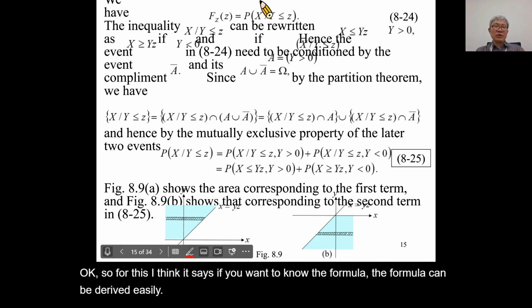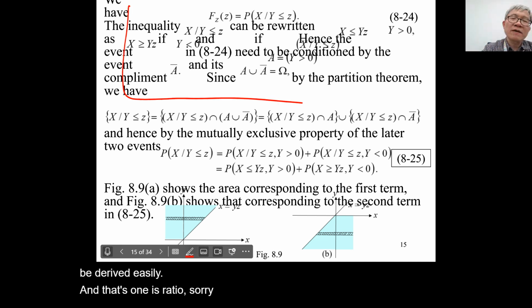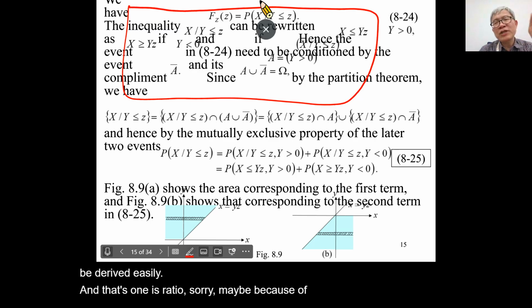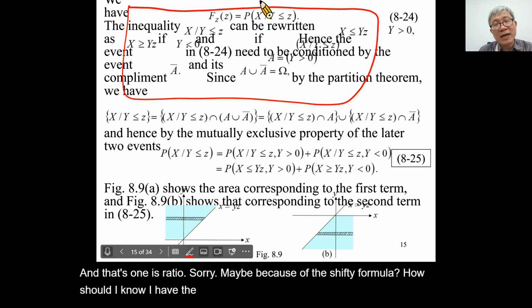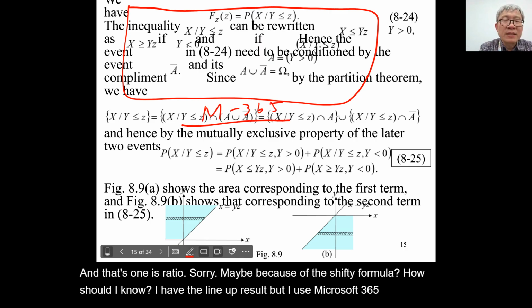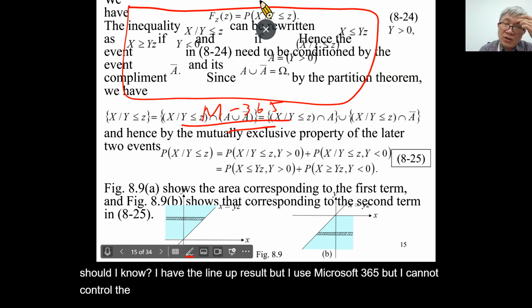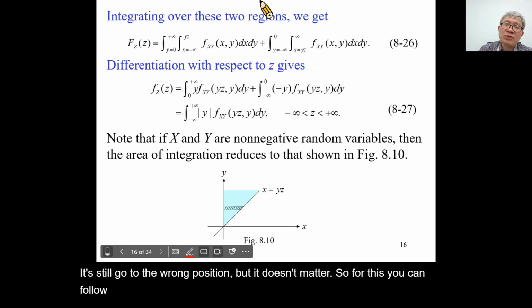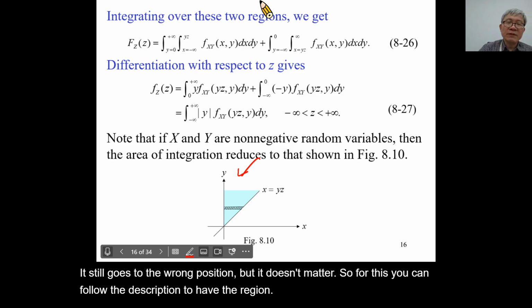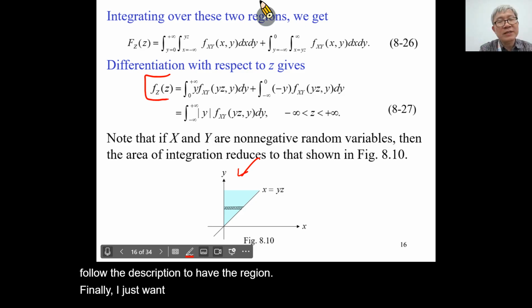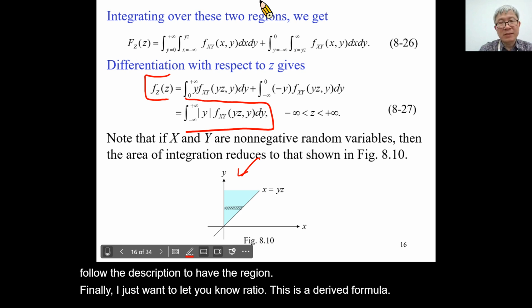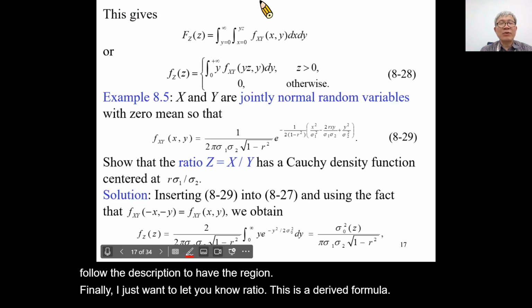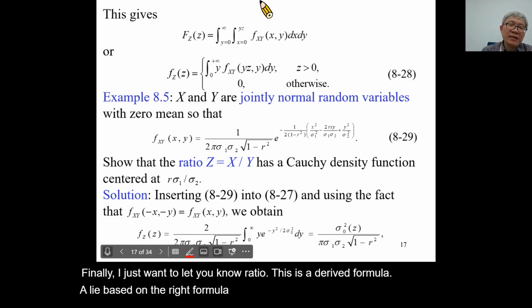And next one is ratio. Sorry, maybe because of the shifty formula, I have the lined up result, but I use Microsoft 365 and I cannot control the position. It still goes to the wrong position, but it doesn't matter. So for this, you can follow the description to have the region. Finally, I just want to let you know ratio. This is the derived formula. Alright, based on the derived formula, then you can apply the different example.